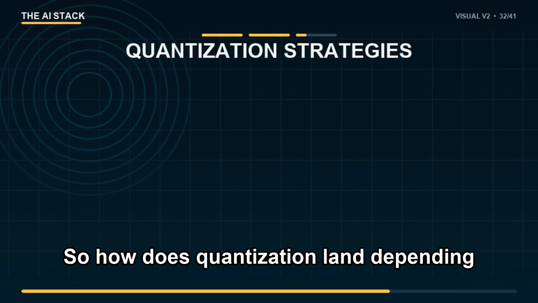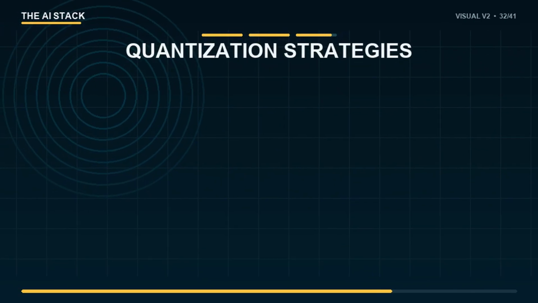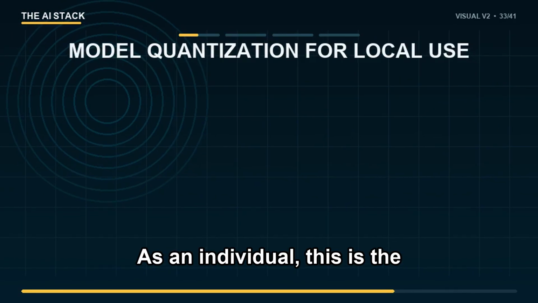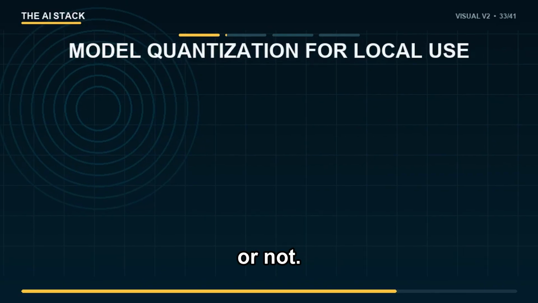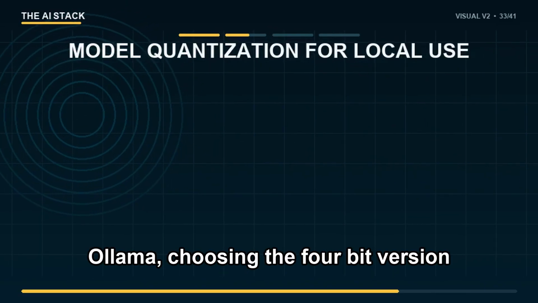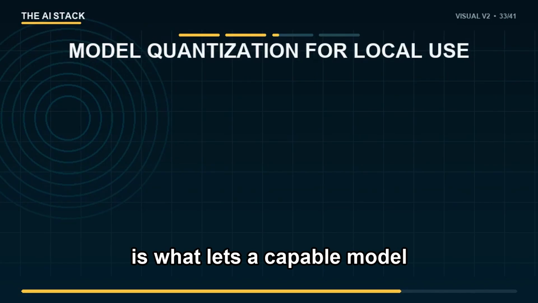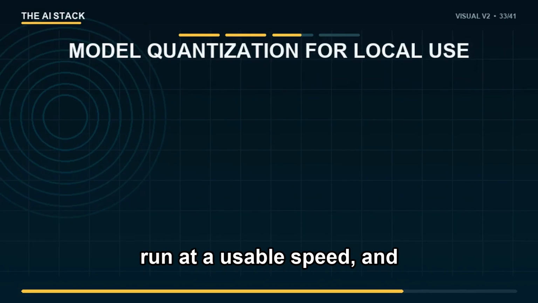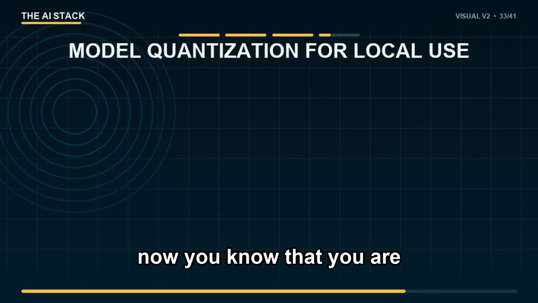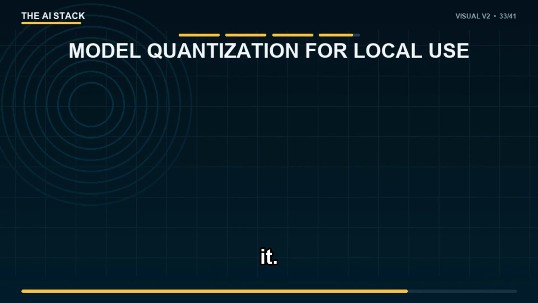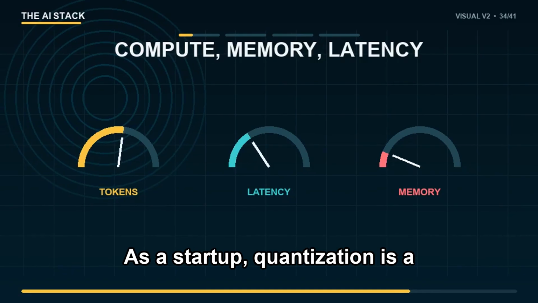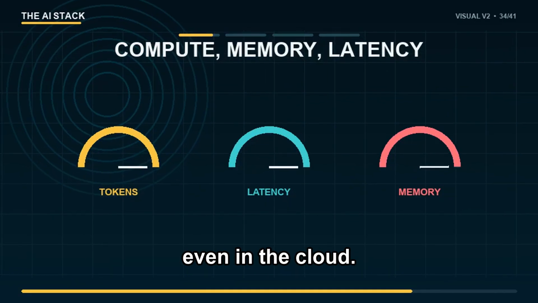So how does quantization land depending on who you are? As an individual, this is the difference between local AI being possible or not. When you pick a model in Ollama, choosing the 4-bit version is what lets a capable model actually fit on your laptop and run at a usable speed, and now you know that you are giving up almost nothing to do it. As a startup, quantization is a direct lever on cost and speed even in the cloud.